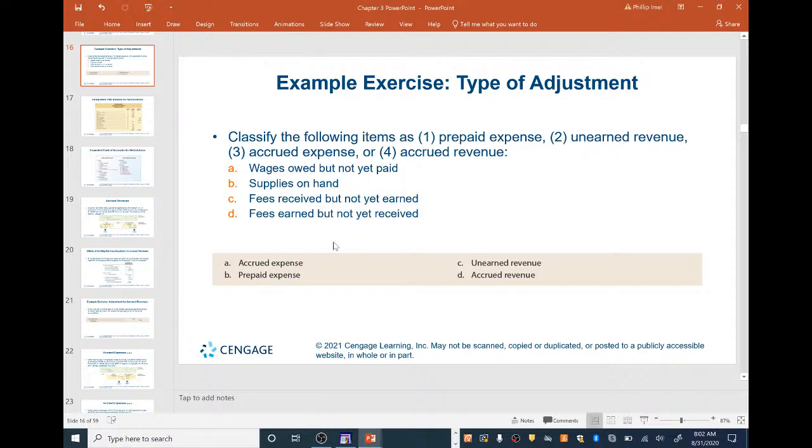What about supplies on hand? Okay, supplies on hand, that'll be a prepaid, right? So if we have supplies on hand, that means we have the supplies, right? And we've prepaid for them.